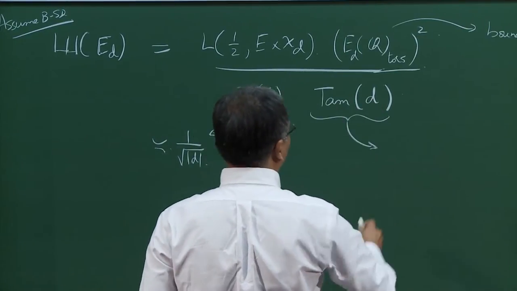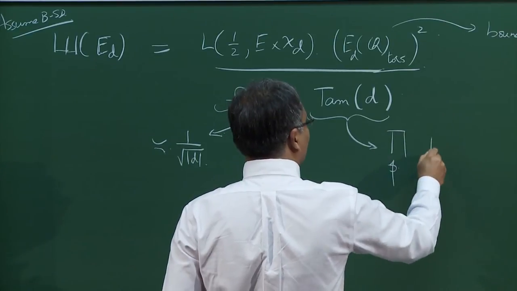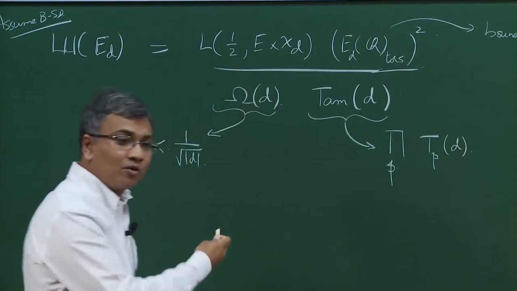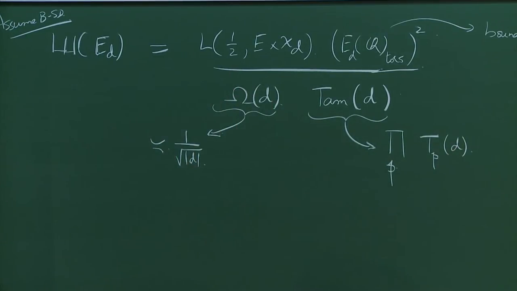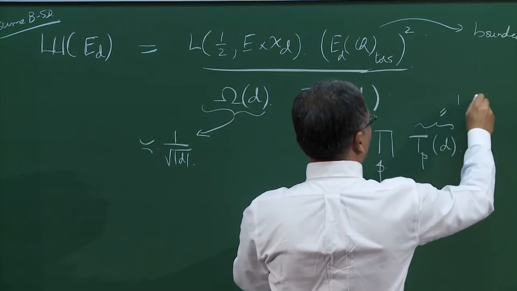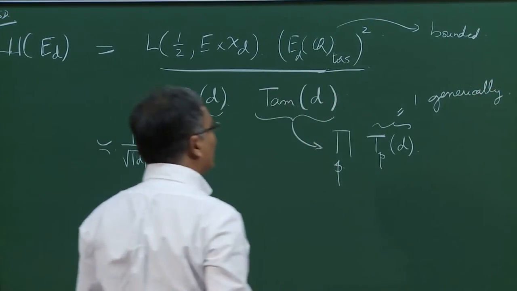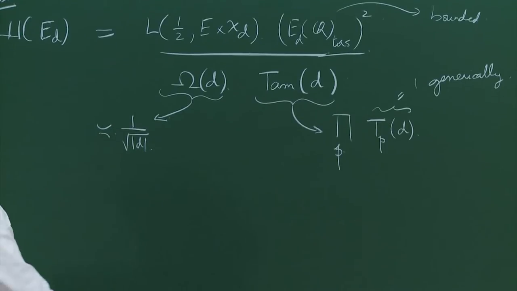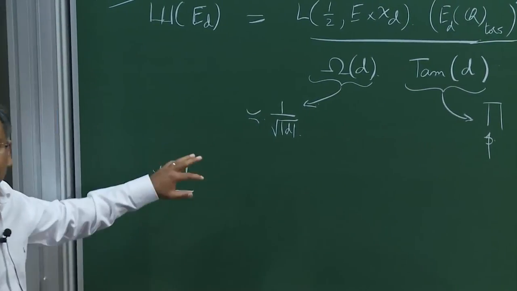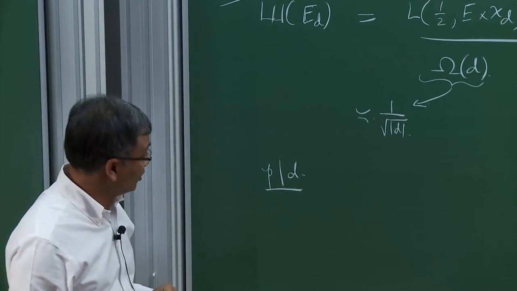So the Tamagawa factor factorizes as a product over various primes of some function t_p of D, so it's a local calculation. And most of these factors are 1. You essentially have to worry only about the primes p that divide D. Maybe you also have to worry about the primes that divide the conductor N, but that's a fixed set of primes. We don't have to worry about it.